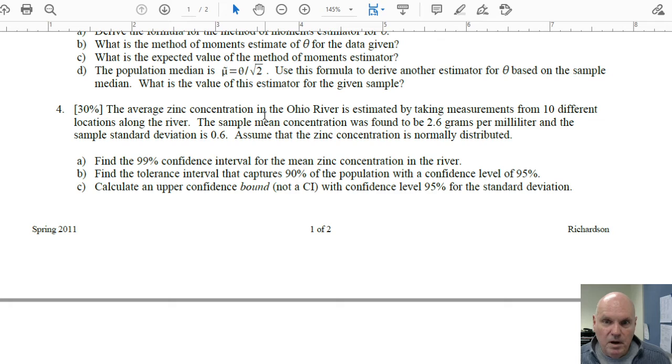Part B, find the tolerance interval that captures 90% of the population with a confidence level of 95%. So in part A, we were only interested in capturing the mean. Now we want an interval that captures 90% of the population with 95% confidence. So this is going to be a larger interval than the one that just captures the mean.